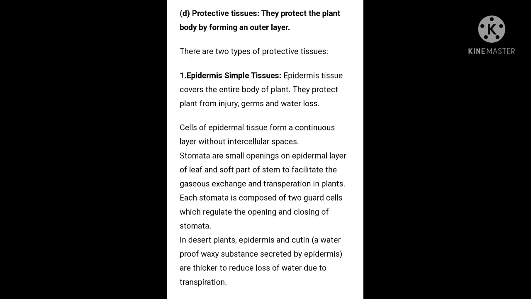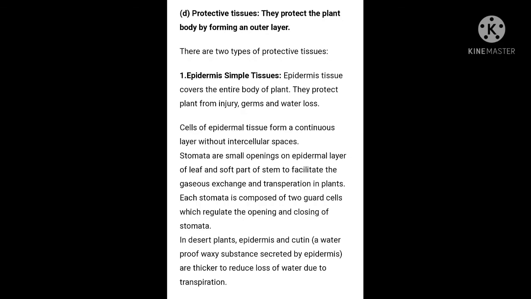The epidermis tissue covers the entire body of the plant. They protect the plant from injury, germs and water loss. Cells of the epidermal tissue form a continuous layer without intercellular space. They form a continuous layer and there is no intercellular space between the cells. Understood?